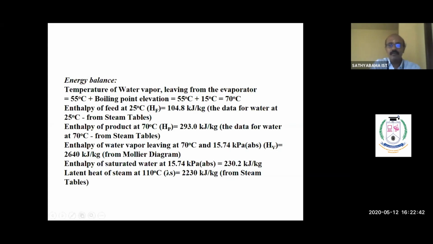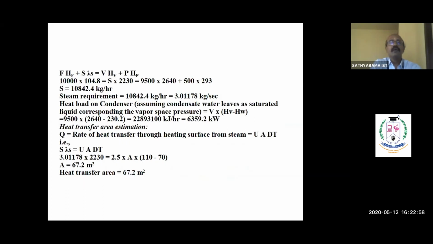Enthalpy of product is 293 kJ/kg. Enthalpy of water vapor leaving at 70 degrees centigrade is 2640 kJ/kg. Enthalpy of saturated water is 230.2 kJ/kg. Latent heat of steam is 2230 kJ/kg.